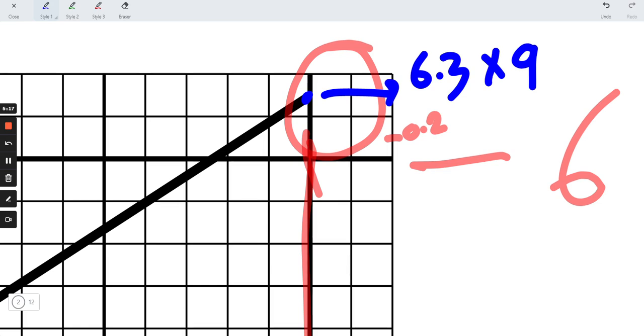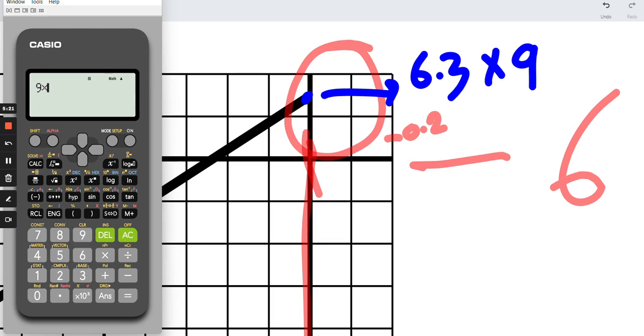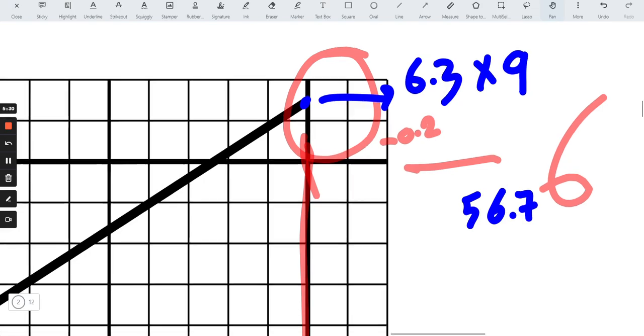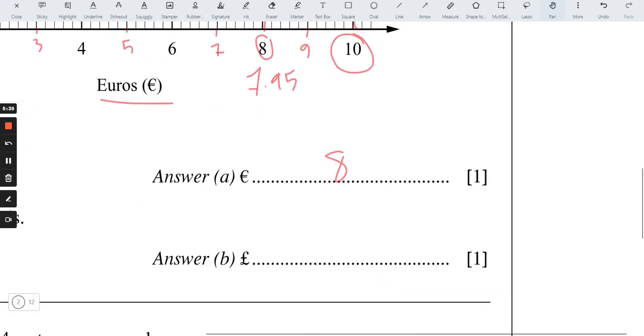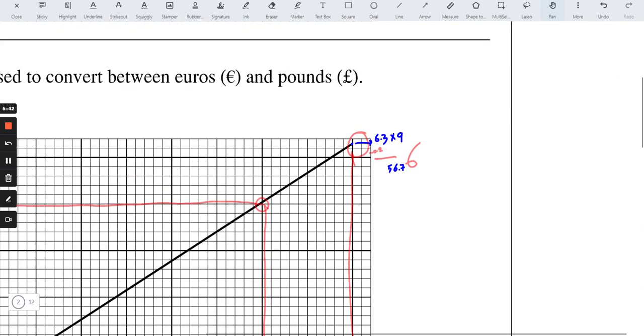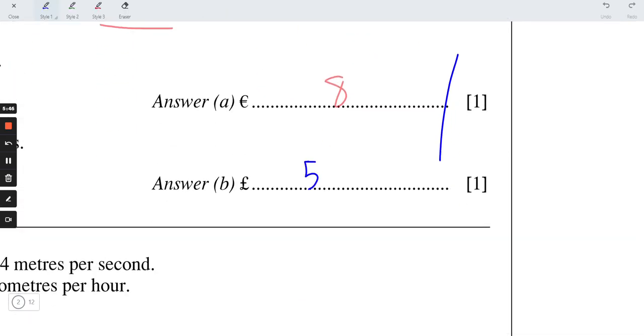So 9 times 6.3, we will use our calculator. So 9 times 6.3 is equal to 56.7. So our answer will be 56.7. As I said before, there will be a range of answers. We got 56.7 euro.